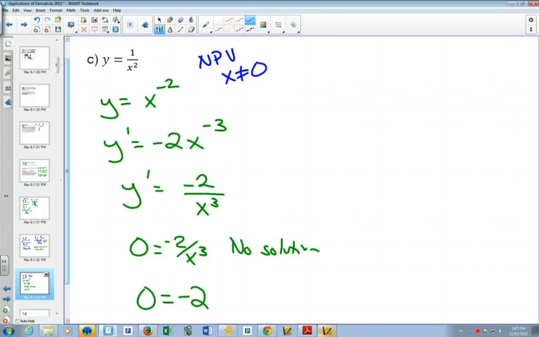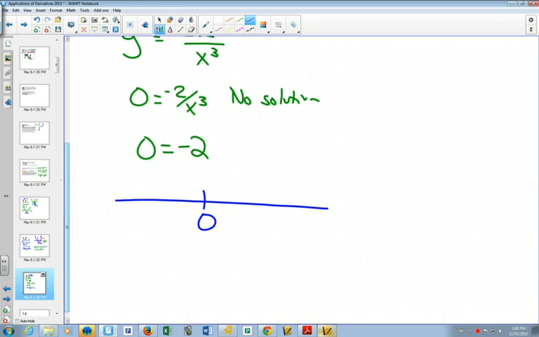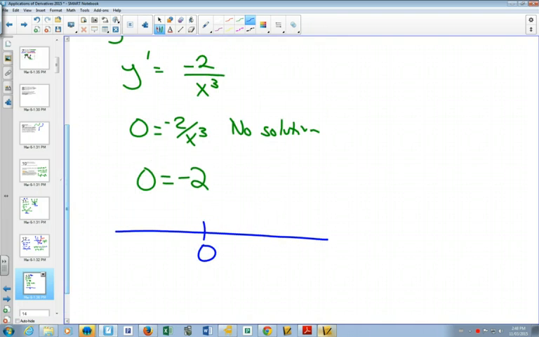So when we go to our chart, we can put 0 on there as a place to check, because at a non-permissible value, a function could change from increasing to decreasing as well. It might stay the same, but we're going to find out. So from this, we're going to look at our derivative. We're going to plug in a number less than 0, a negative number. A negative number cubed would still be negative, and so you'd have negative 2 divided by a negative number, which will give you a positive number. So we know our function is increasing before 0.